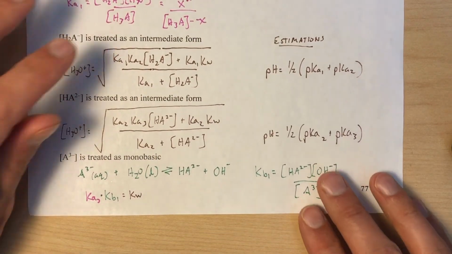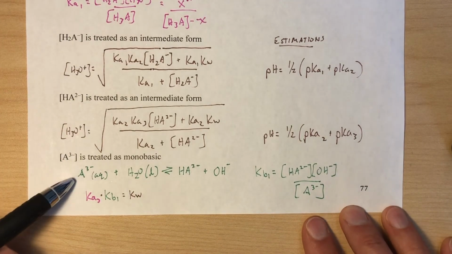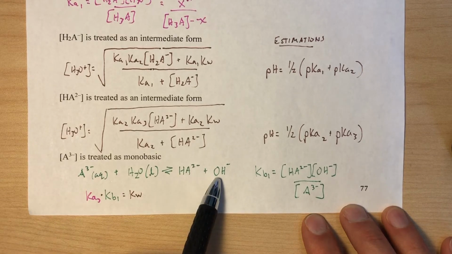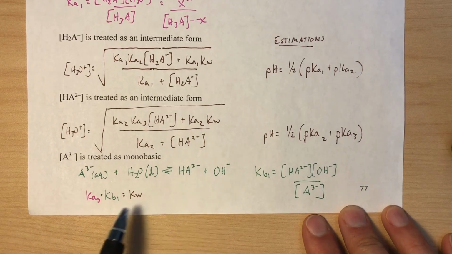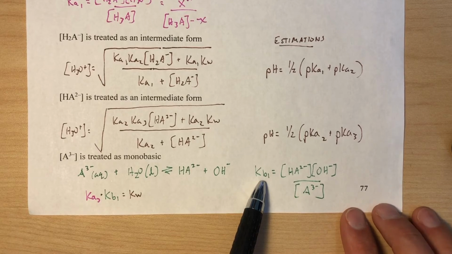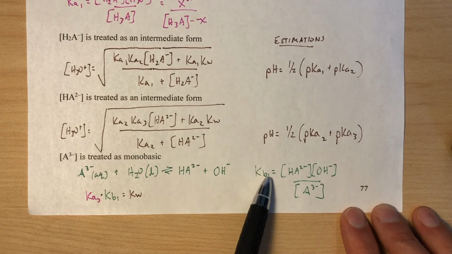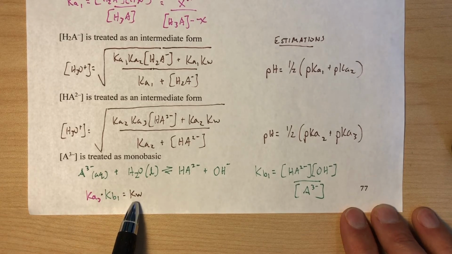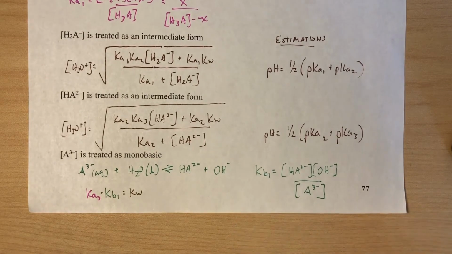And finally, our A3- can be treated as monobasic. A3- would then react with water to form HA2- and hydroxide. Remember, once we are under basic conditions, there's no more hydronium present. For this expression, we can describe it as Kb1 being equal to products over reactants: [HA2-] times [OH-] divided by our fully deprotonated species, [A3-]. We would need the Kb to solve here, and we could use the expression from the autoionization of water that Ka3 times Kb1 is equal to Kw, and we would be able to solve for Kb1.